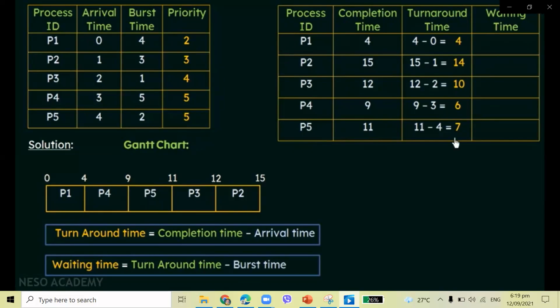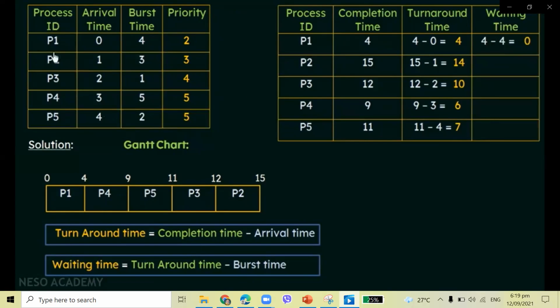Now we can calculate the waiting times. The waiting time is calculated as turnaround time minus the burst time. We have already calculated the turnaround times, so from that we have to subtract the burst times from this table. That will give us the waiting time. For process P1, the turnaround time is 4 milliseconds and the burst time is 4 milliseconds. So the waiting time of P1 is 4 minus 4, which is 0 milliseconds.